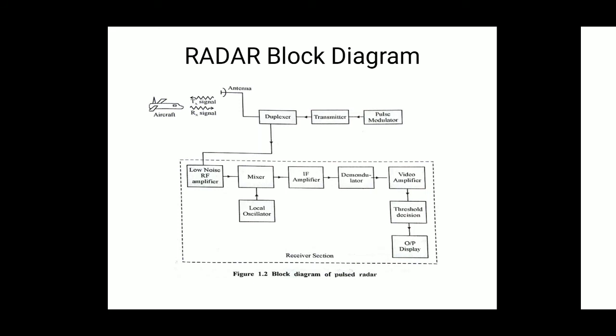Different displays may be used for different purposes: the A scope display, B scope display, PPI display. It depends on which parameter we need to calculate: for calculation of velocity, range, azimuth angle, elevation angle.